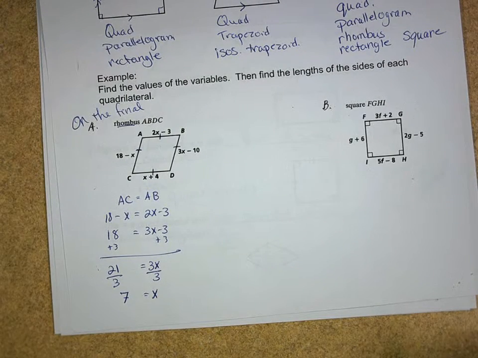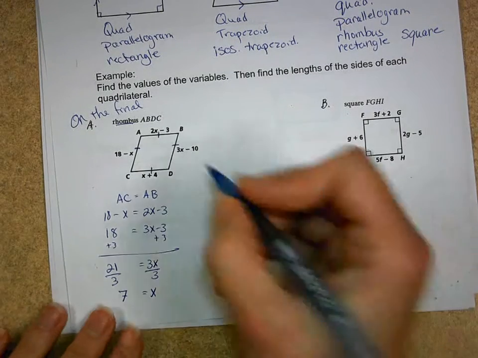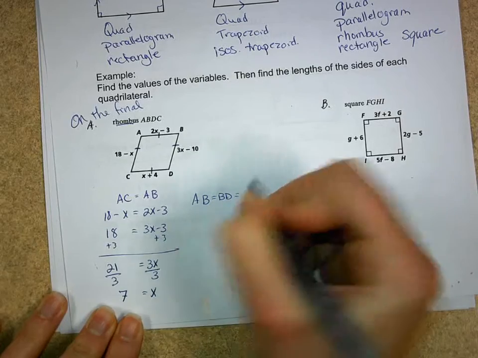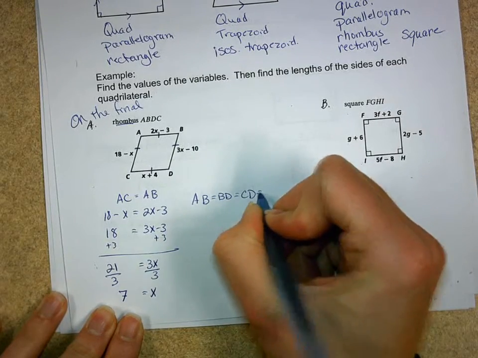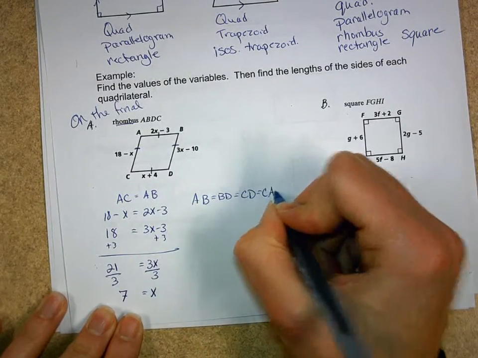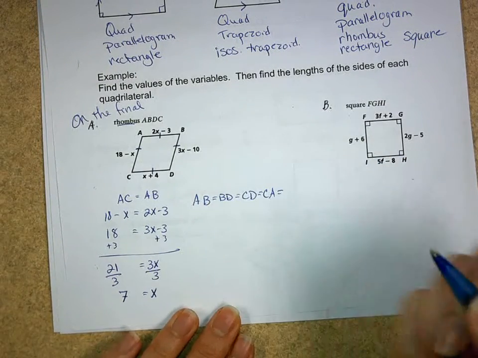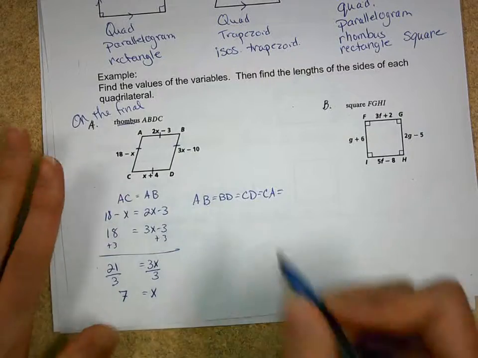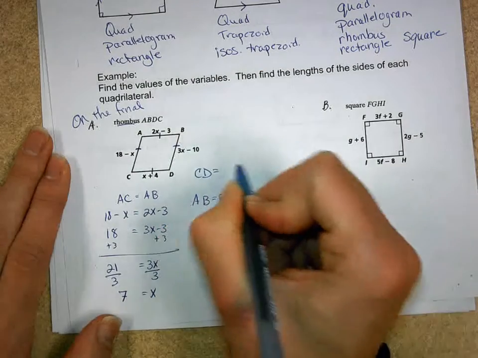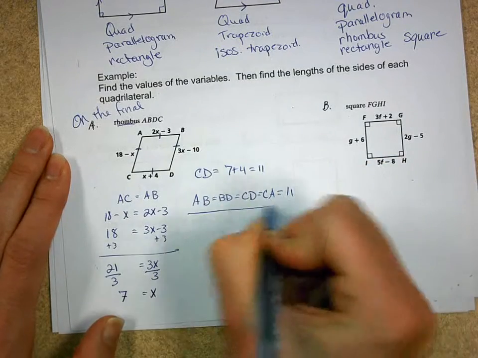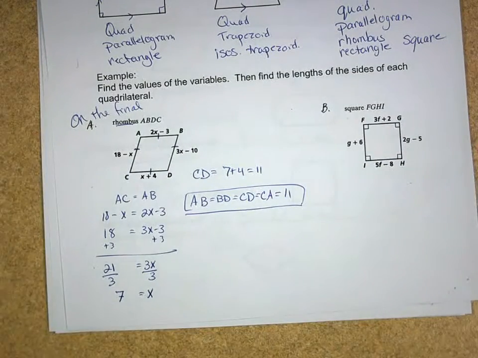So when that's the case, I can plug and chug it in for the length of the sides. So I have AB equals BD equals CD. You notice I'm just doing all the sides at once because they're all the same. So how am I going to plug and chug? Well, pick a side. I think CD is the easiest one to do it with. CD is x plus 4, so that's 7 plus 4, that equals 11. Well, all four sides are equal to 11.